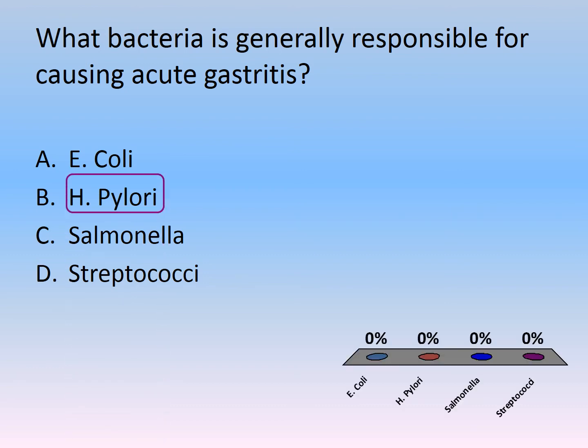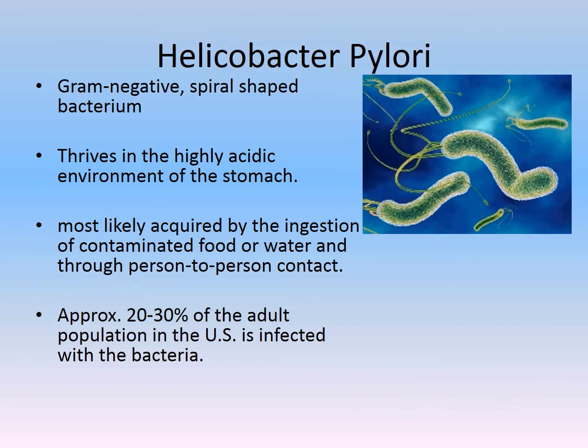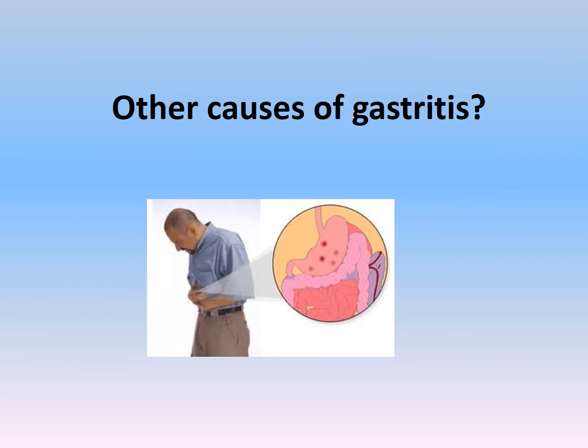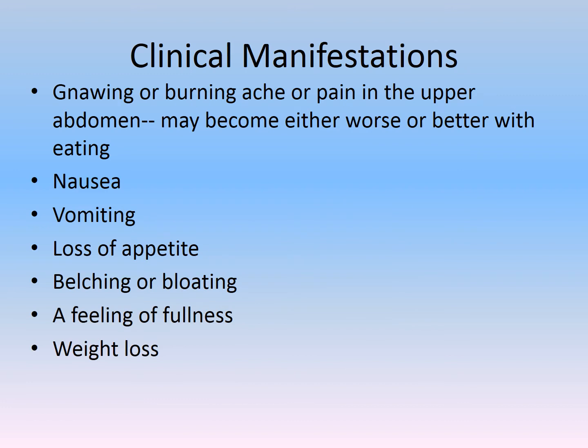And hopefully you all picked H. pylori. Helicobacter pylori is actually a gram-negative spiral-shaped bacterium. It thrives in the acid environment of the stomach, and it most likely is acquired by the ingestion of contaminated food or water and through person-to-person contact. Approximately 20 to 30% of the adult population in the United States is infected with the bacteria. Other causes of gastritis: alcohol consumption, radiation, smoking, NSAIDs, food poisoning. What are the clinical manifestations?